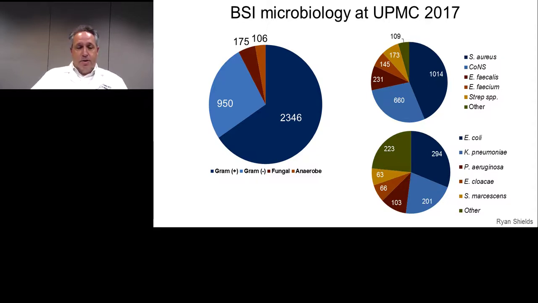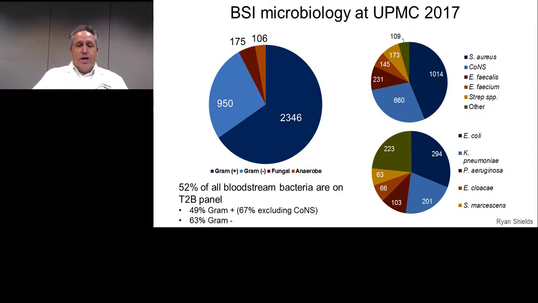So summarizing the results, at our center, 52% of all bloodstream bacteria are on the T2 bacterial panel. This represents just under half of the gram-positives. However, keep in mind that we had a large body of patients who had positive cultures for coag-negative staph. And in fact, a large percentage of these are going to be contaminants. So if you exclude coag-negative staph, we got about 67% of the gram-positive infections between Staph aureus and Enterococcus on the panel. And we identified 63% of the gram-negative bloodstream infections.